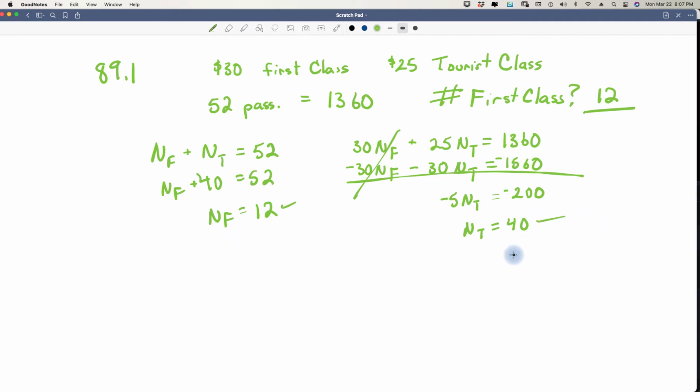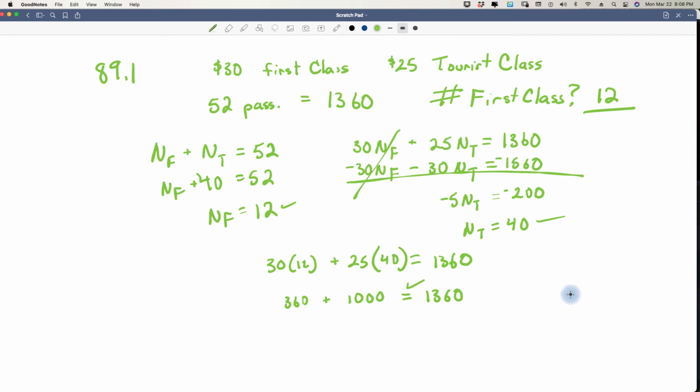Now, if we wanted to check our answer, we could easily take this problem here. The number of first class tickets, which was 12, would say 30 times 12 plus 25 times the number of tourist class tickets, which was 40. And that should equal 1360. And in this case, we have 360 plus 1,000 equals 1,360. So that checks. So we got the right answers.